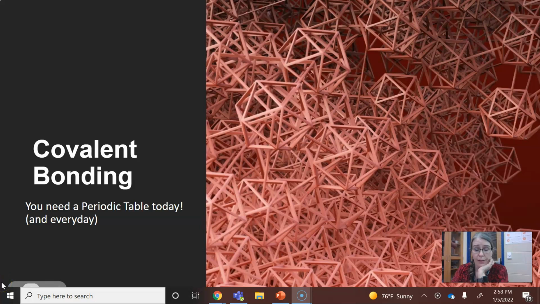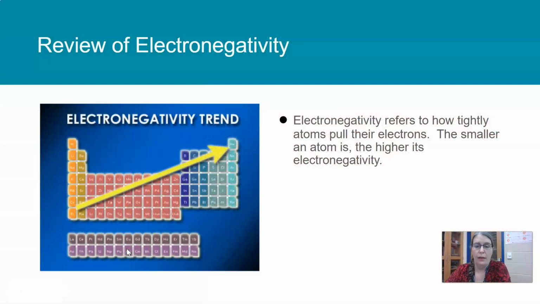So we've talked a lot about naming and formulas for ionic compounds, but let's talk about the other option, covalent or molecular compounds. So this would be a great time to get out your periodic table, which you really need pretty much every day in this unit. So let's think about a couple of things that are a review first.